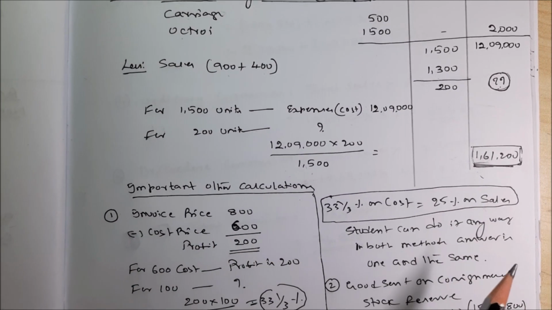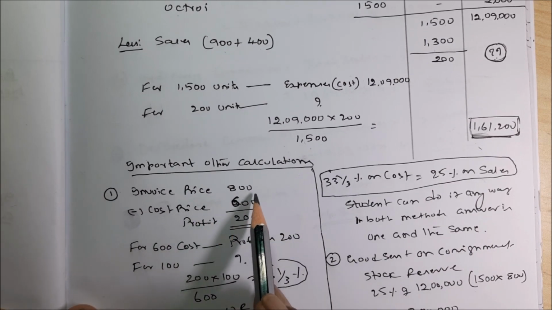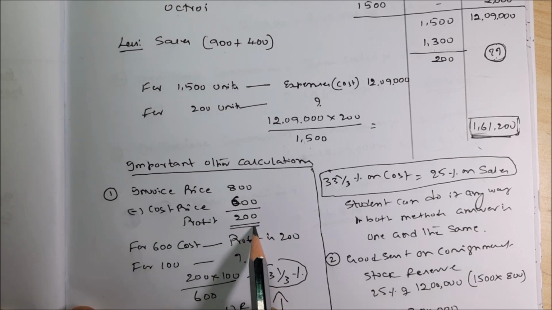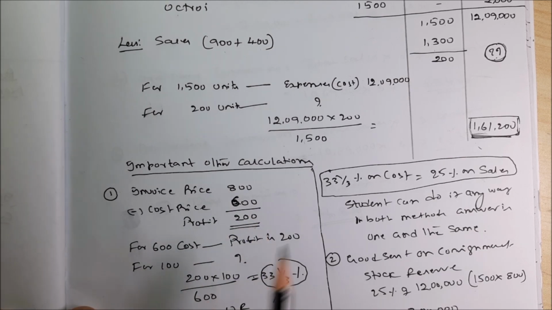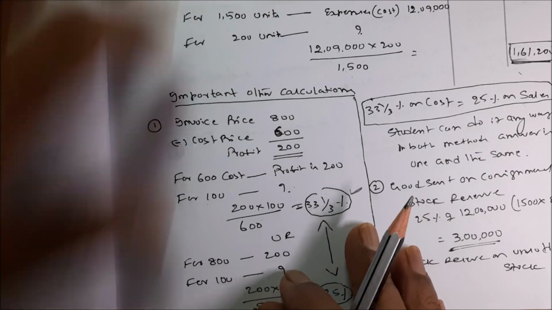Now I have shown you the other important calculations. Invoice price is how much? Actually 800. What is the cost price? 600. Profit is how much? Actually 200. I have already told you. For 600 cost, profit is 200. For 100, how much is it? It is 33 1/3%. That means 33 1/3% on cost.